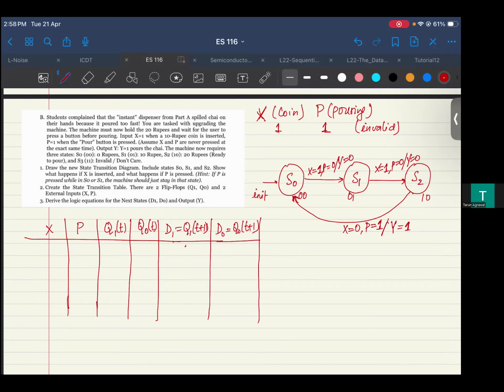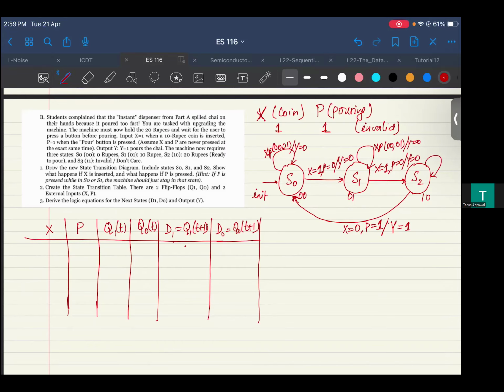But we see there are other inputs which are needed. 1 1 is not there, but what about 0 1? Only 1 0 is happening. So the other two inputs for X and P are 0 0 and 0 1. You see Y is 0, right? Nothing is happening. It stays in the state, no business. Similarly here, X and P 0 0 and 0 1, you see you remain in the state.